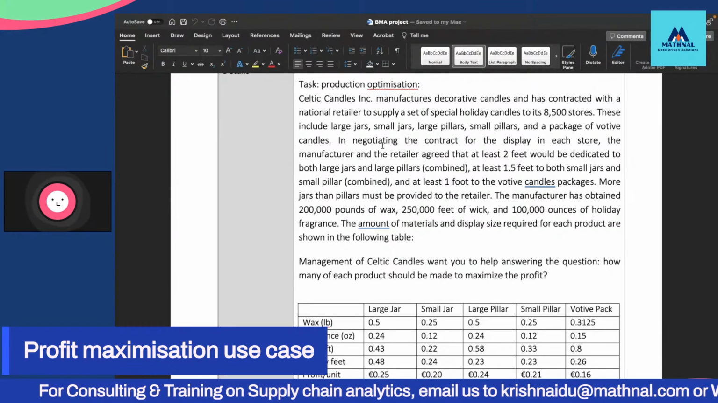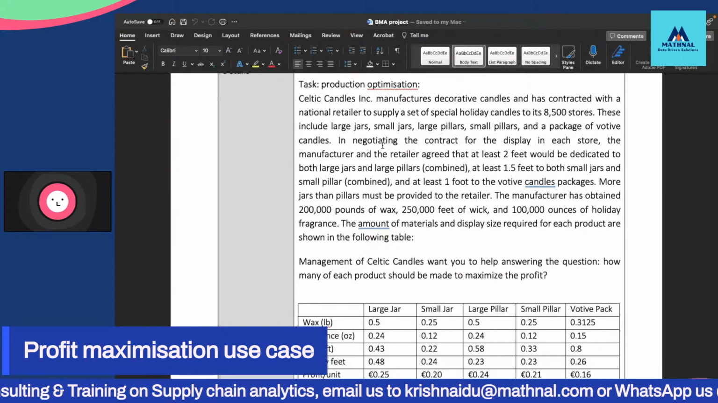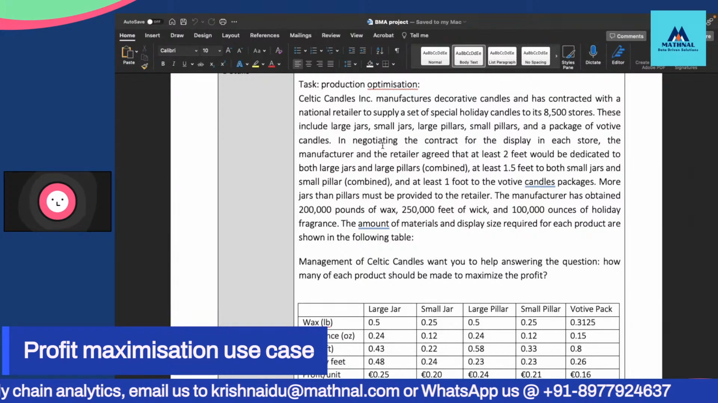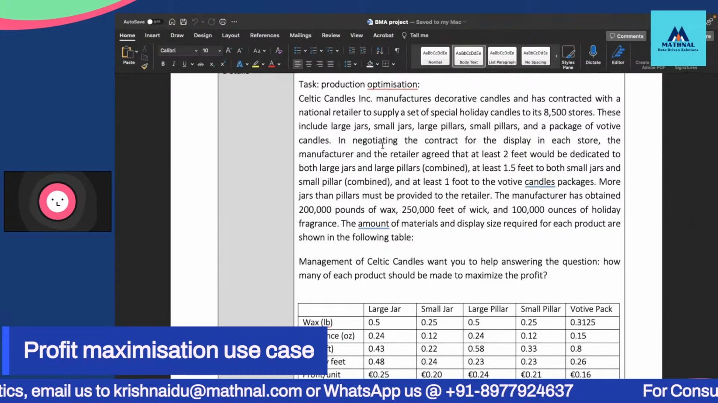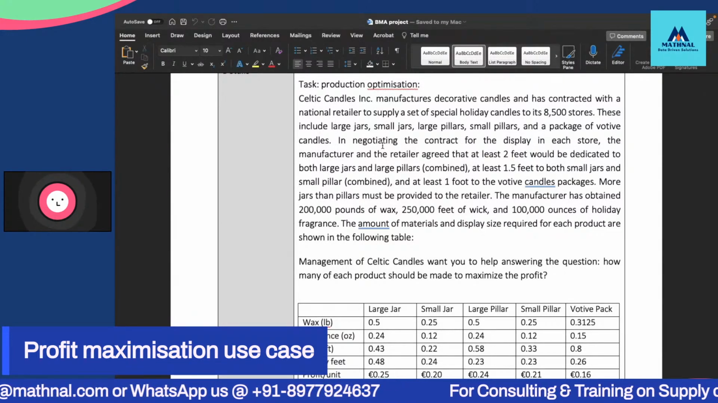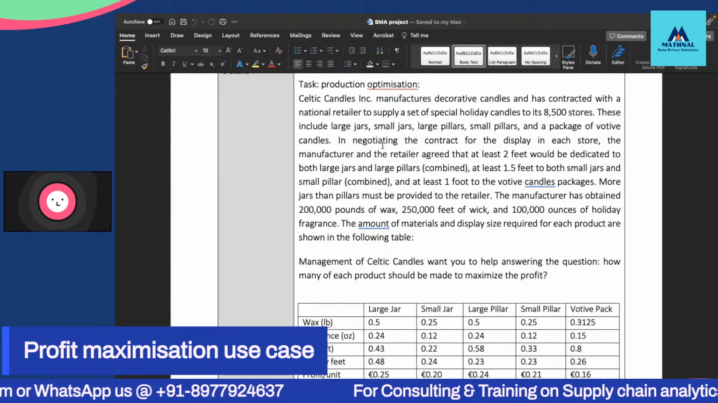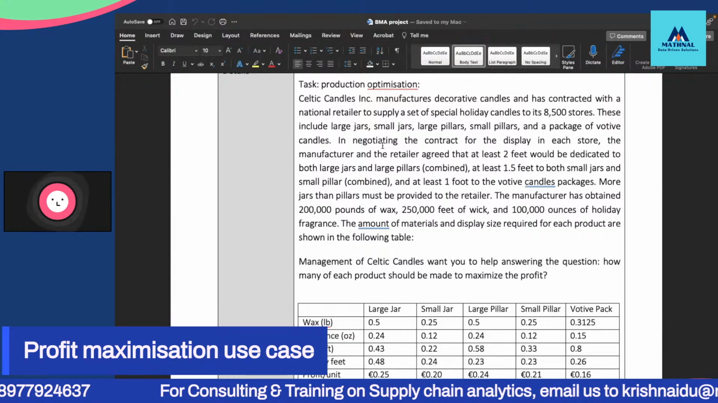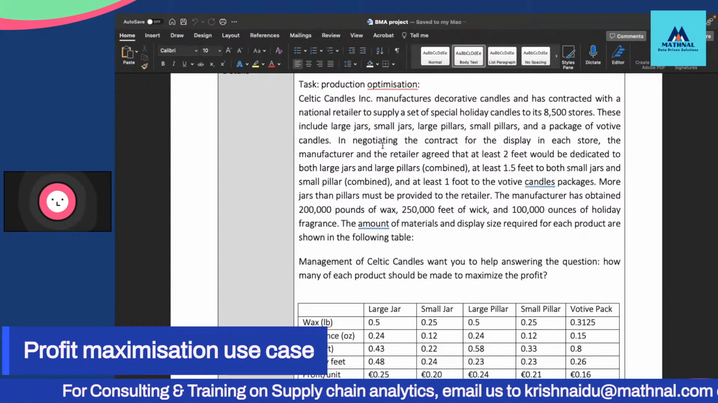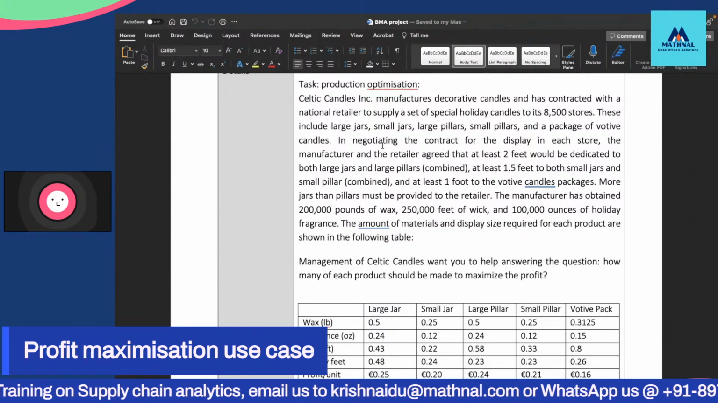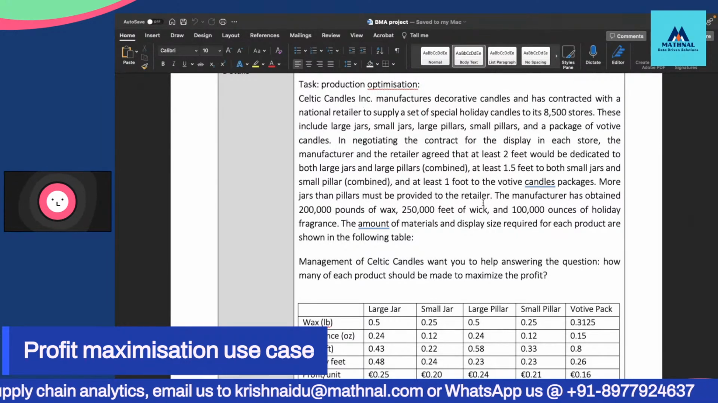So this is what the sourcing the manufacturer has done, and the manufacturer also has got the requirement from the retail store, and what kind of different product definitions they want is also been given to them. The amount of materials and display size required for each product are shown in the following table. So the amount of materials and display size required for each product is given in the table.